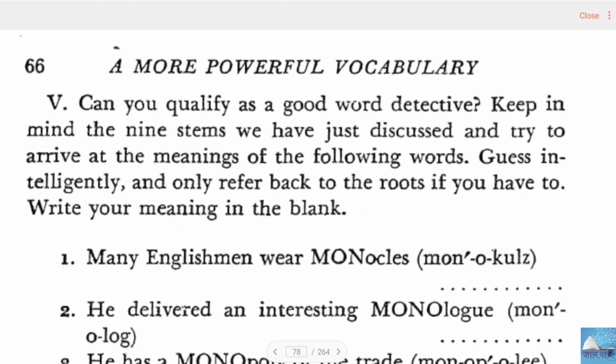Can you qualify as a good word detective? Keep in mind the 9 stems we have just discussed and try to arrive at the meanings of the following words. Guess intelligently and only refer back to the roots if you have to. Write your meaning in the blank.